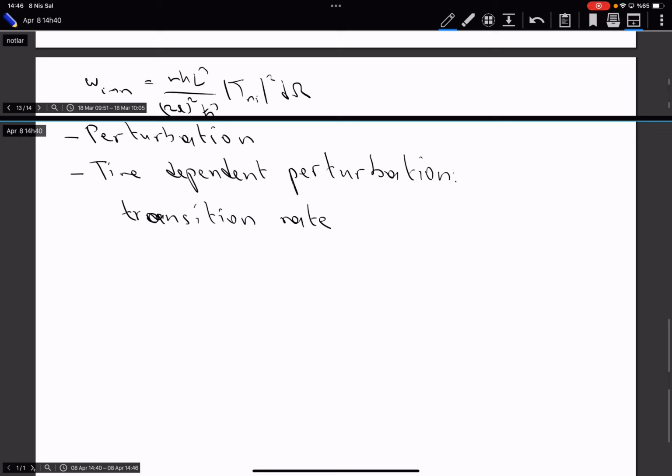Which was basically, let's say that you have your system, you turn on some potential. Once you turn it on, it might be constant in time. It might also have some non-trivial time dependence. And then you ask yourself the question, if you created your system at the state I, what is the transition rate per unit time that it will make a transition to a final state N. So that was one of the questions we were asking.